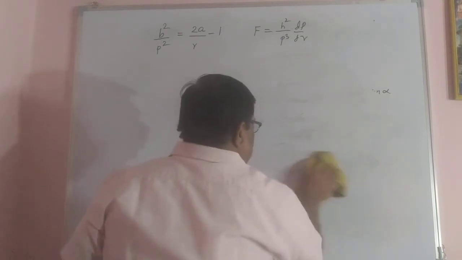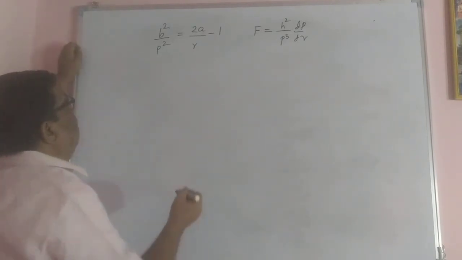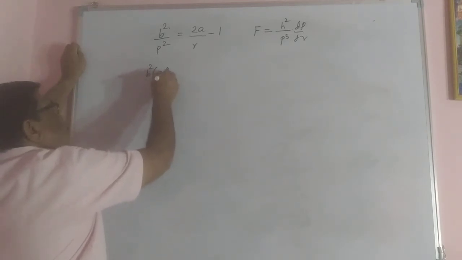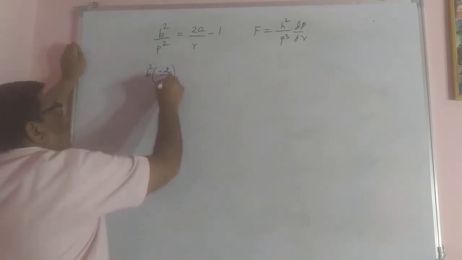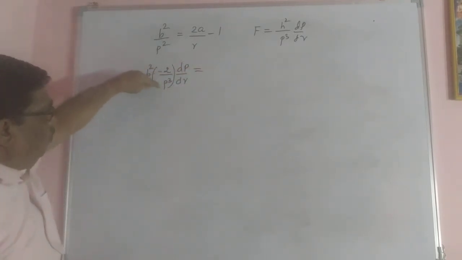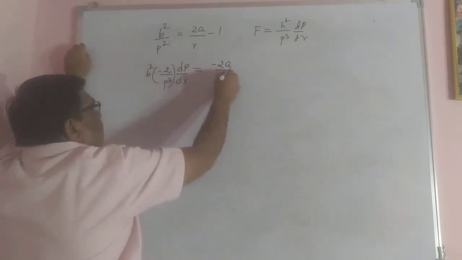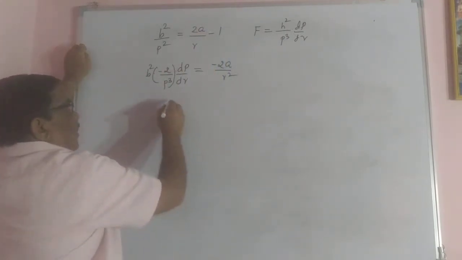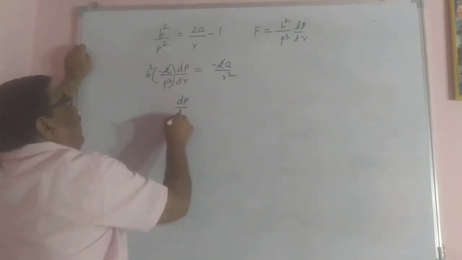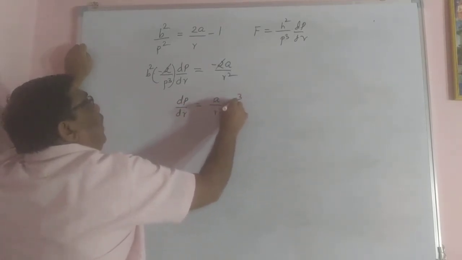Yes. So as usual, the same technique you are applying. Differentiate with respect to r. Here b square is constant, 1 upon p square differentiation is minus 2 divided by p cube into dp divided by dr equal to, 2a constant, r differentiation is minus 1 by r square, and 1 is 0. And minus minus 2, you can cancel both the sides. dp divided by dr equal to a divided by r square into p cube divided by b square.